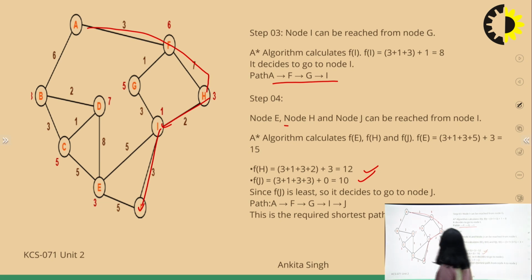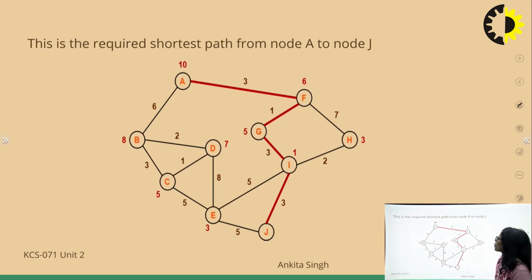So see, when we have reached I, there are two neighbors, E and J. So I will be choosing J. Why? Because J has 0 heuristic cost, and 3 plus 2, 5, plus 7, plus 10, that is 13. So it is giving me less, that is 12. So therefore, this is your smallest path. Okay. Now this is your required shortest path from A to J.